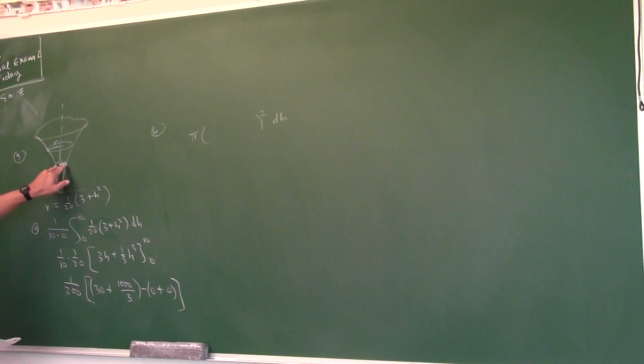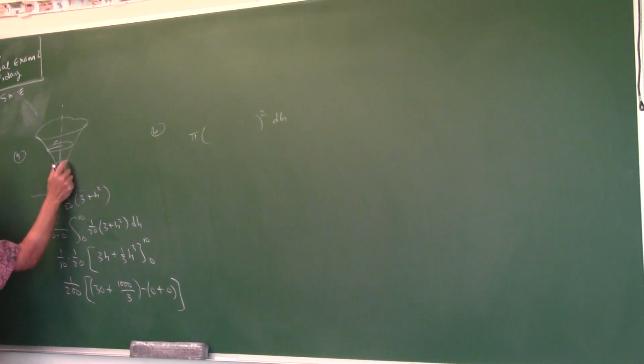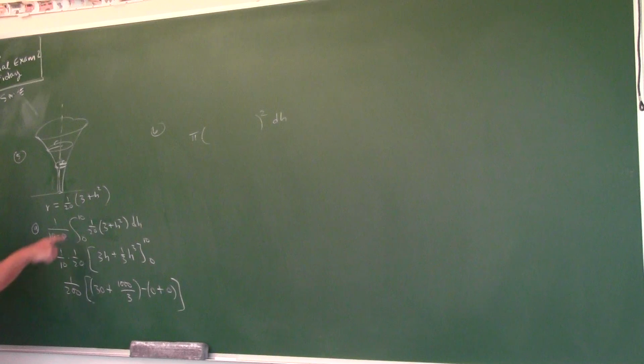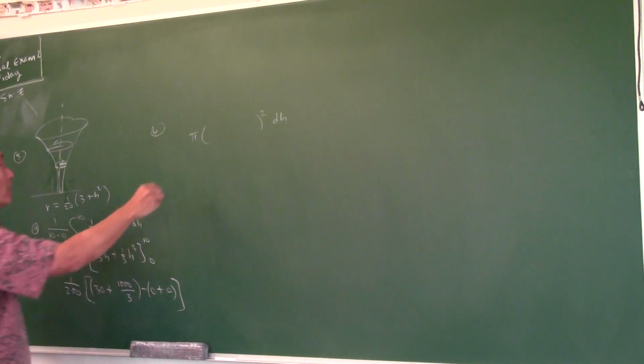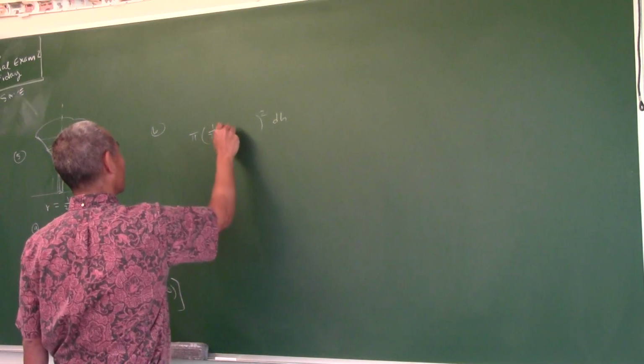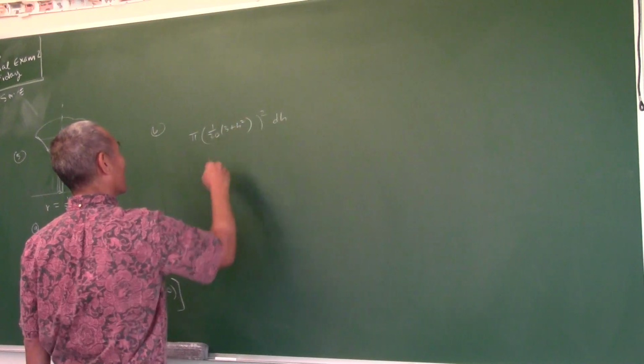Okay, so what is the radius of this thing? Well, basically right minus left. So in this problem, h is like the y-axis and r is like the x-axis. Anyway, how do you find the radius of the thing? Well, duh, they gave you the equation right here. 1/20th times (3 plus h squared).